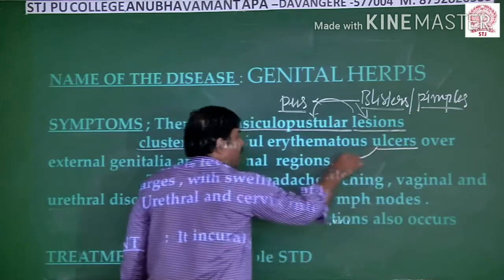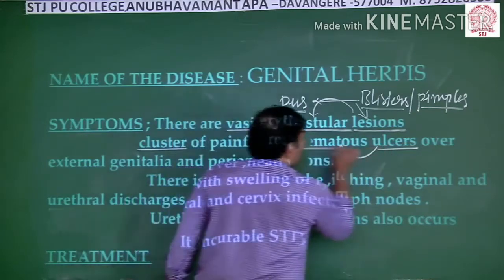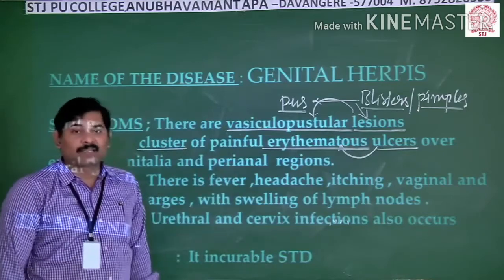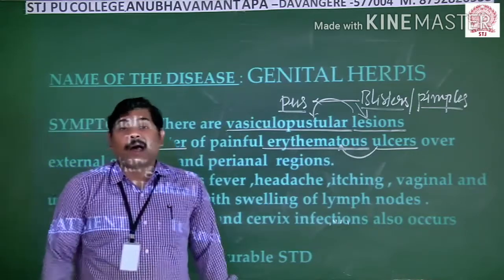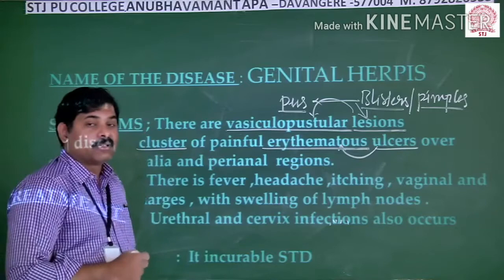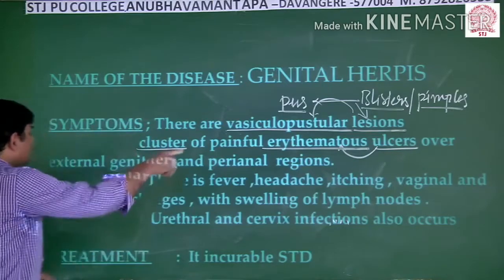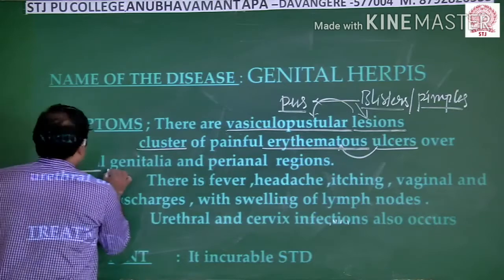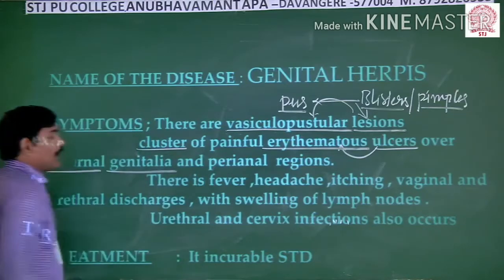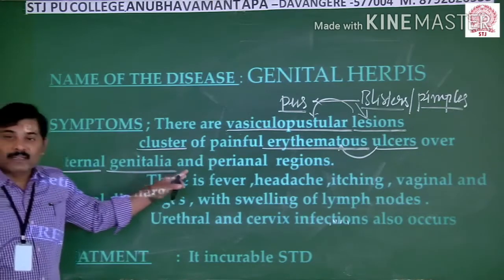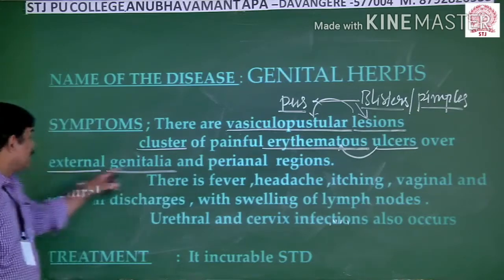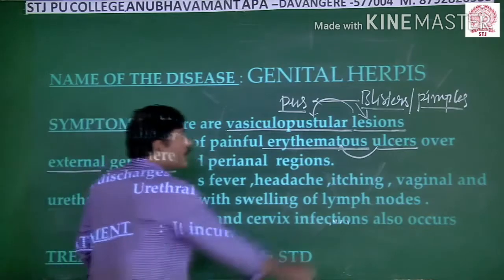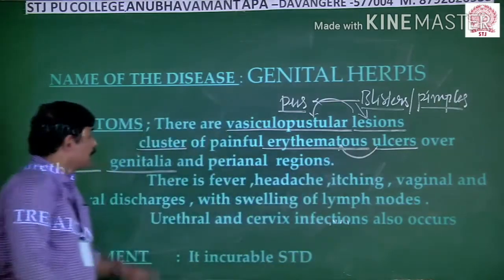The characteristic feature of these ulcers is that they are erythematous, in the sense of reddish-colored ulcers. And where do these ulcers generally appear? One place is the external genitalia. Since this infects the reproductive system, reddish ulcers are noticed on the external genitalia.